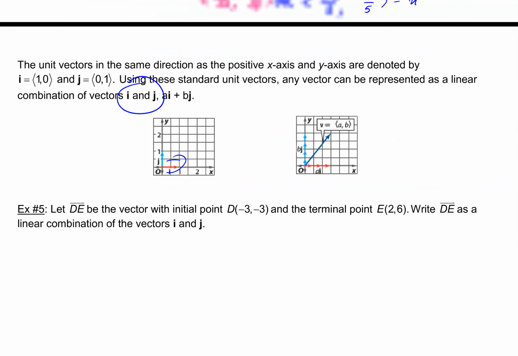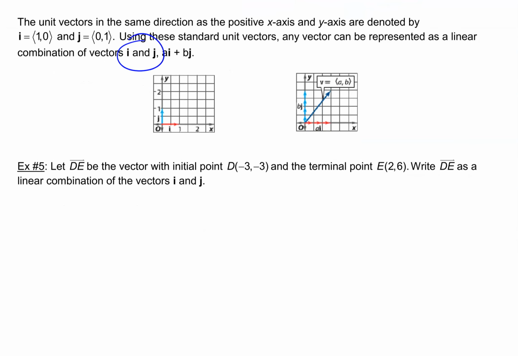Okay, so let DE be the vector with initial point D at negative 3, 3, and a terminal point E at 2, 6. Write DE as a linear combination of vectors i and j. So going from D to E, that's our vector.